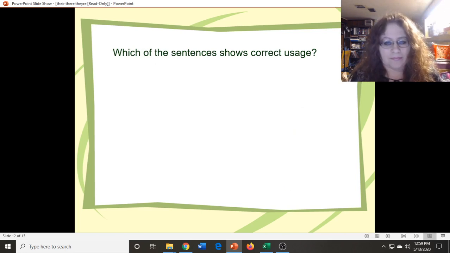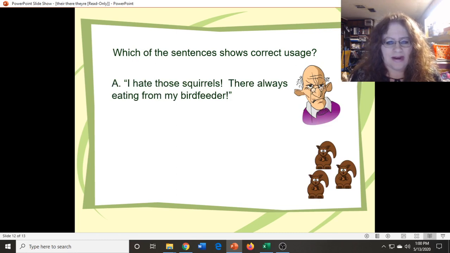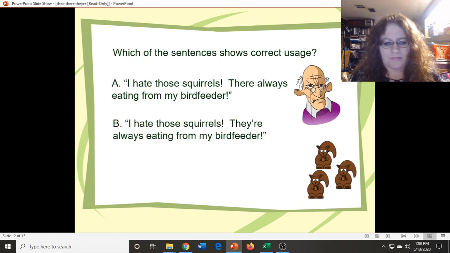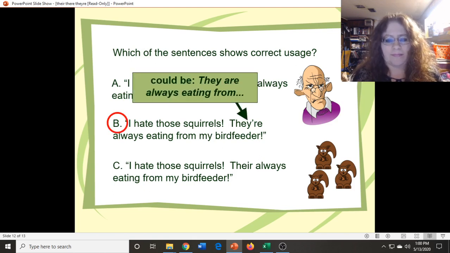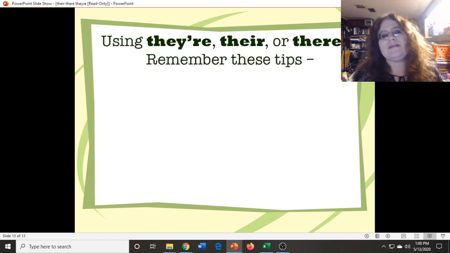Last example. I hate those squirrels. They're always eating from my bird feeder. All right, let's try the contraction first. I hate those squirrels. They are always eating from my bird feeder. It makes sense. So we can use they are because it makes perfect sense. There does not make sense because it's not a position, and there is not showing possession of anything. So it's B. They are. T-H-E-Y apostrophe R-E.